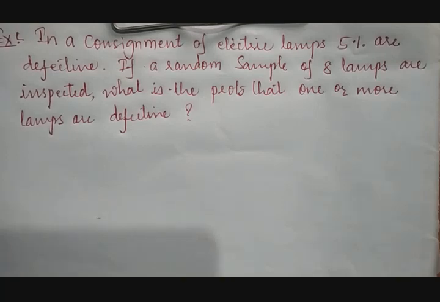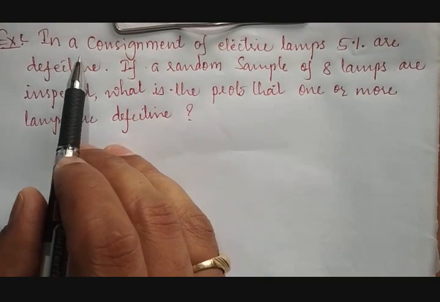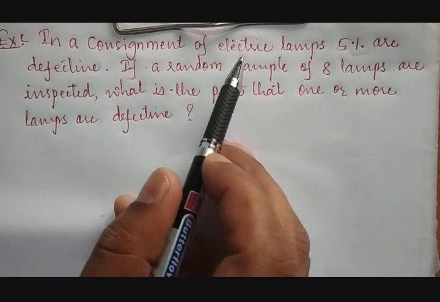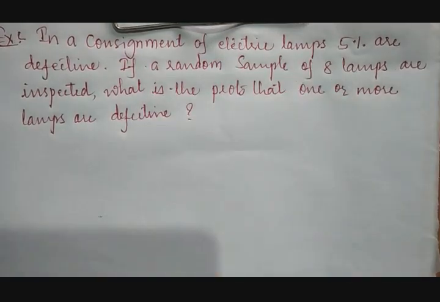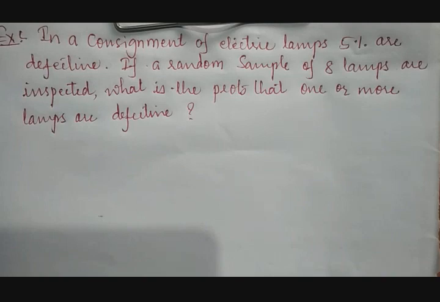Good morning, students. Let us discuss an example on binomial probability distribution. The example goes like this. In a consignment of electric lamps, 5% are defective. If a random sample of 8 lamps are inspected, what is the probability that one or more lamps are defective? Let us understand this example first.